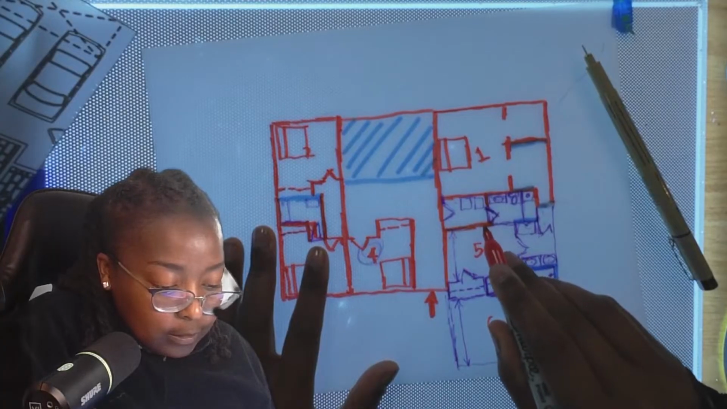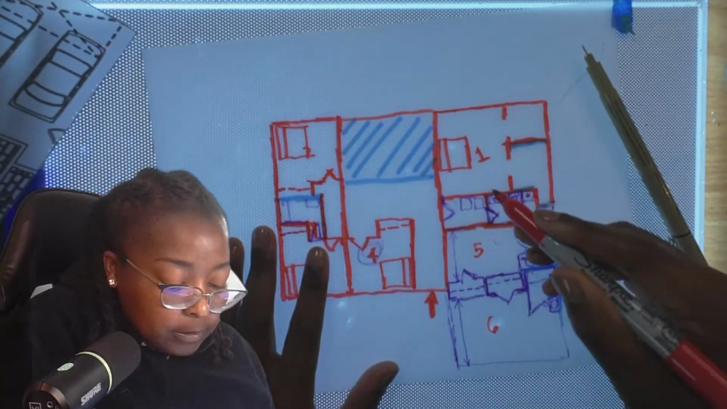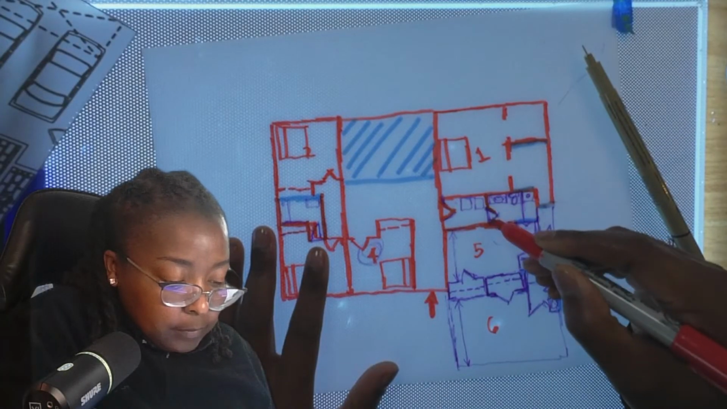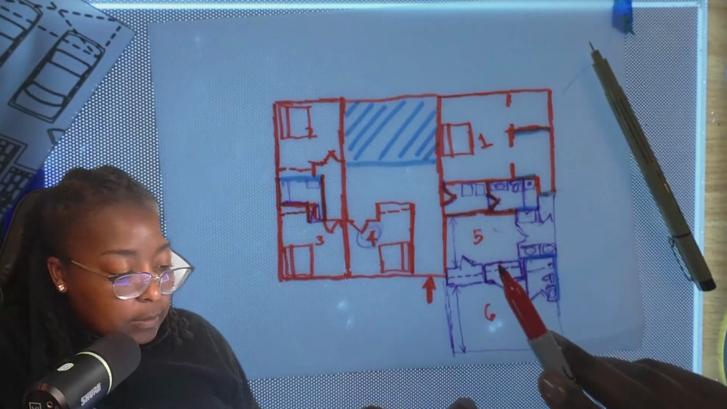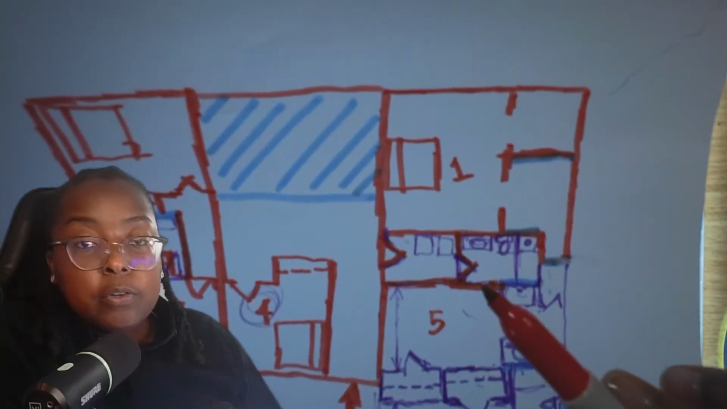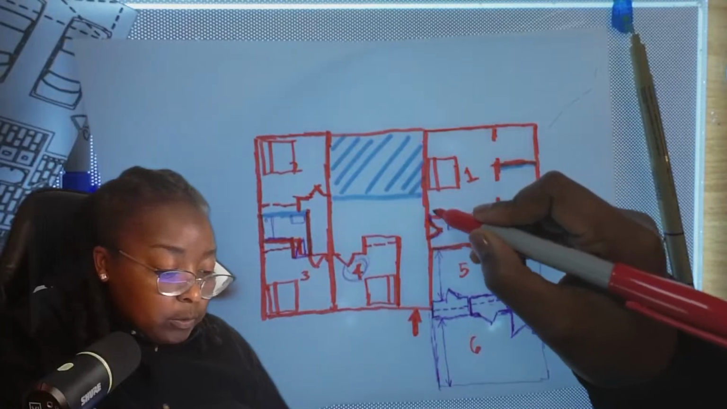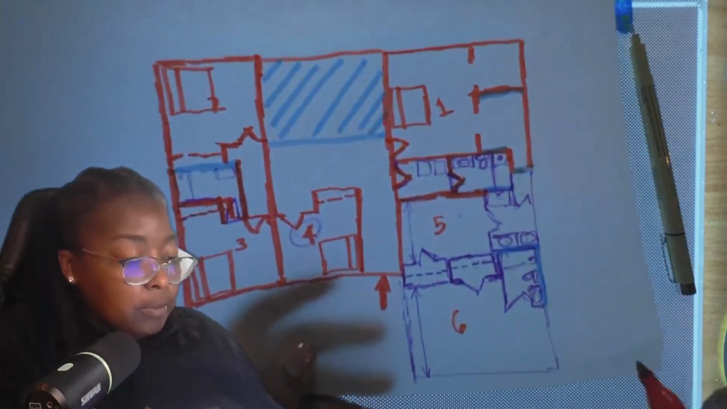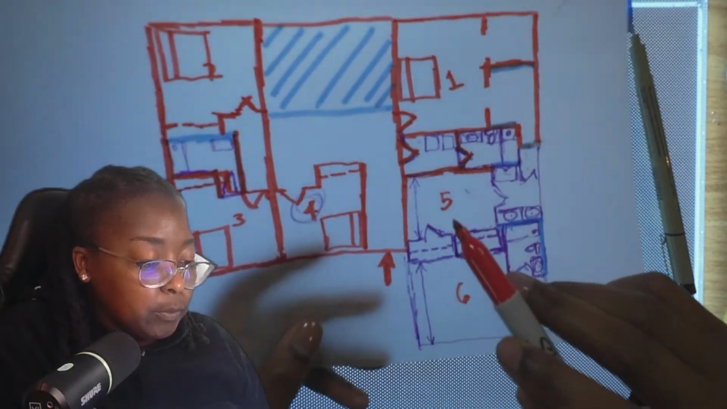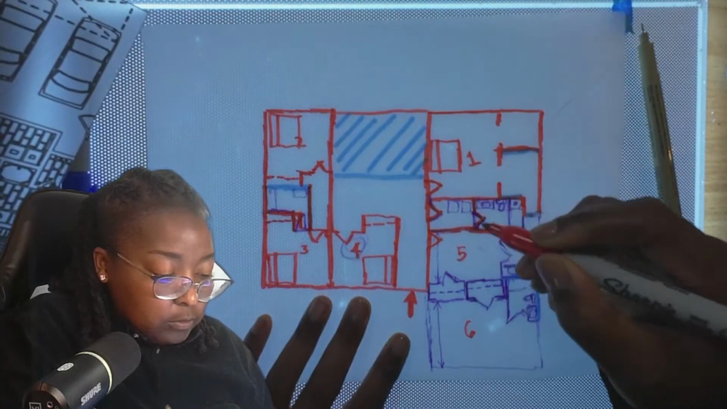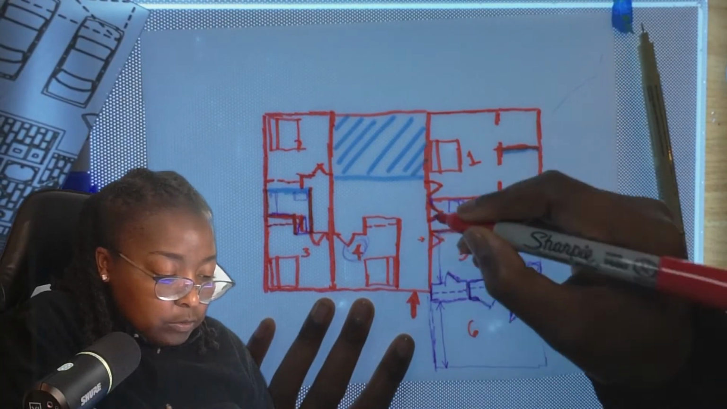Alright, so we're gonna bring that down. That means to enter bedroom number 1, you're going to enter somewhere along this wall here. To enter bedroom number 5, you're going to enter somewhere along here.